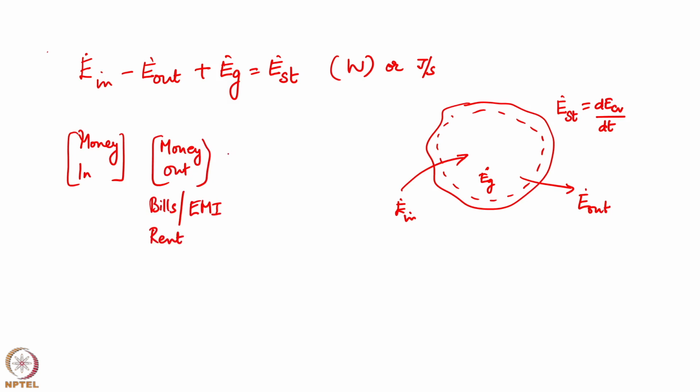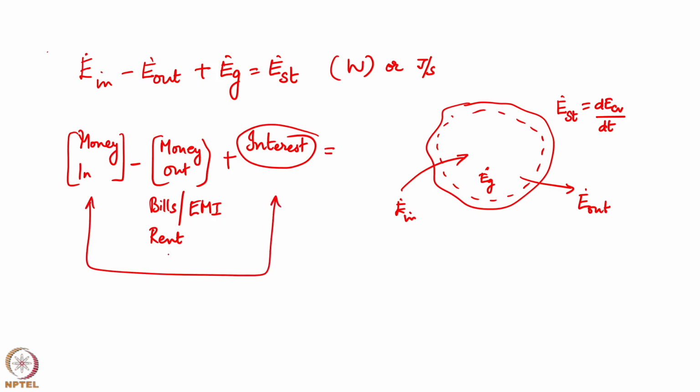That is money out. What is this energy generated? Interest, which the bank is giving you. At the end of the month, if this plus this is greater than this, you have a positive change. So, you started off with 1000 rupees coming in, 800 went out, and 20 was your interest. You have 220 rupees more at the end of the month, and that is essentially what is your saving.